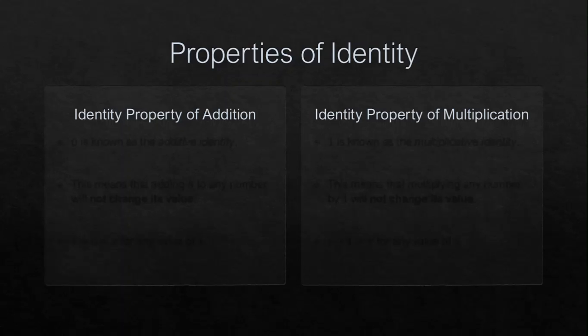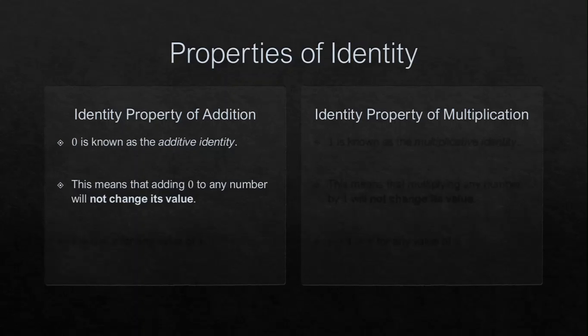First off, we've got the identity property of addition. 0 is known as the additive identity. This means that adding 0 to any number will not change its value. So we could say that x plus 0 is equal to x for any x we put in there. 7 plus 0 is equal to 7. 24 plus 0 is equal to 24. 100 plus 0 is equal to 100. It doesn't matter what we put in for x. If we add 0 to it, we get the same thing.